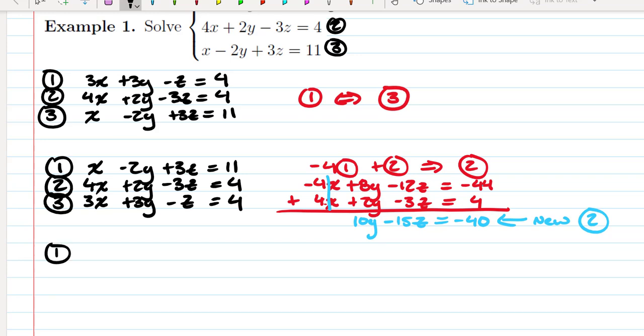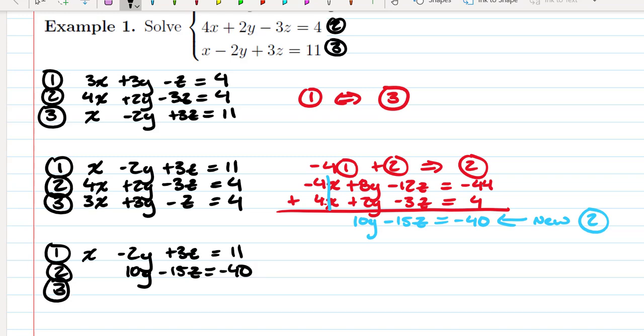So I'm going to replace equation 2 with my new equation 2. So equation 1 doesn't change. It's still x minus 2y plus 3z is equal to 11. My new equation 2 is 10y minus 15z is equal to negative 40. And equation 3 didn't change.